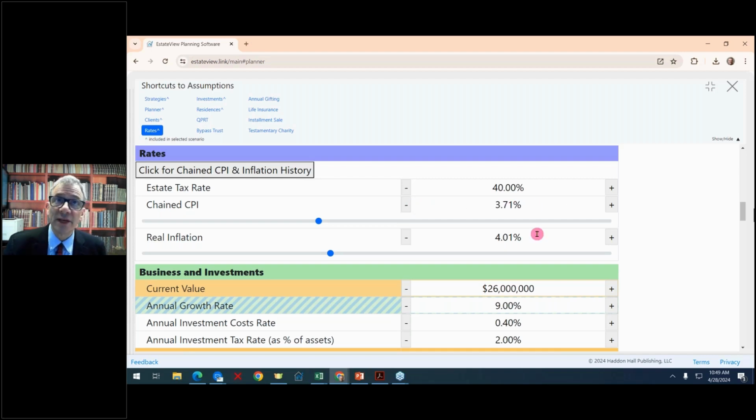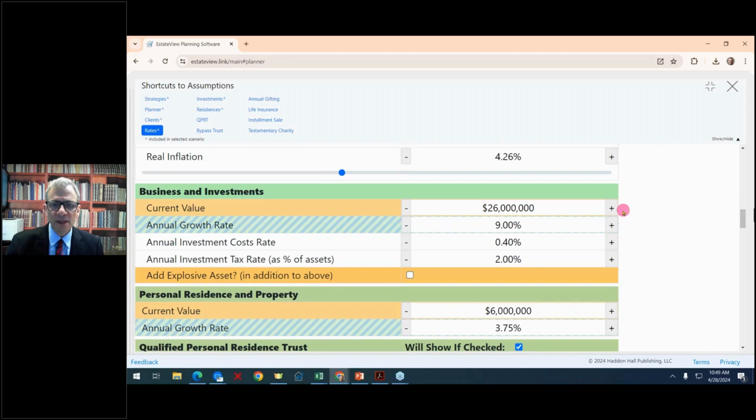What is inflation really going to be? We're guessing 4.26%. And now what is his asset base?